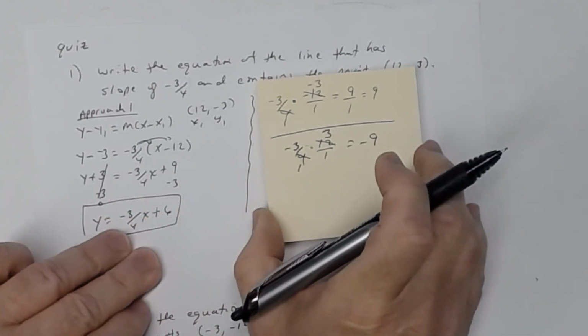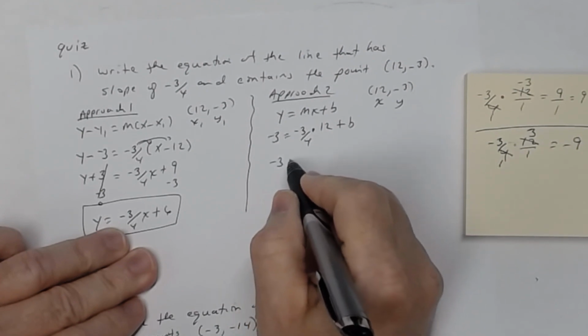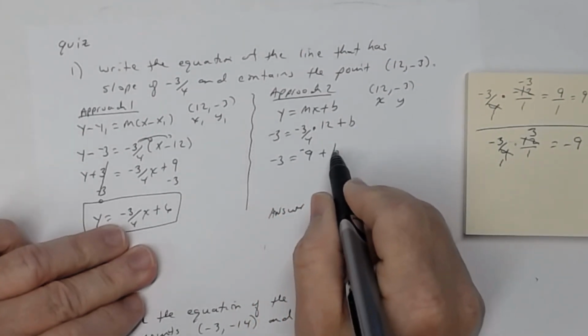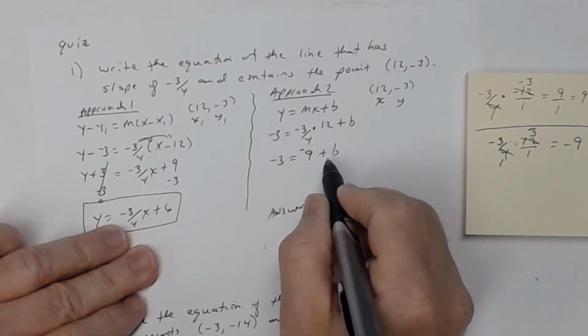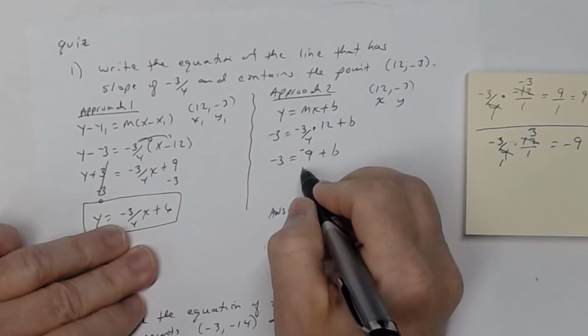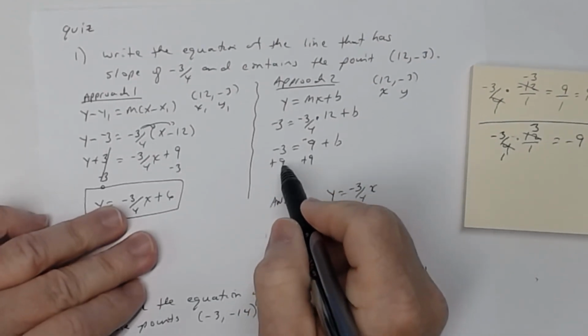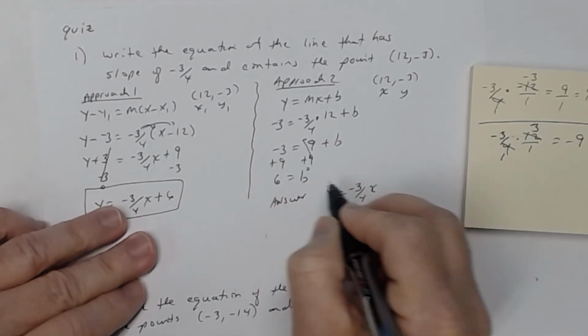All right, so negative 9 is going to go here. So I have negative 3 equals negative 9 plus b. And then to get b by itself, notice that you're adding a negative 9, so you're going to add a positive 9. So you're going to say plus 9, plus 9. And then combining like terms, negative 3 plus 9 is 6, equal, this is 0, and that's b.